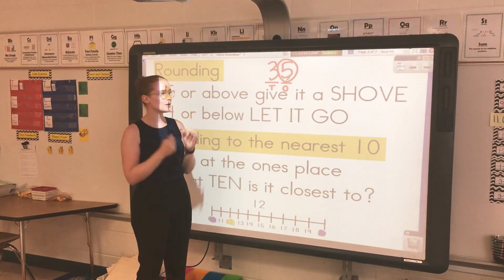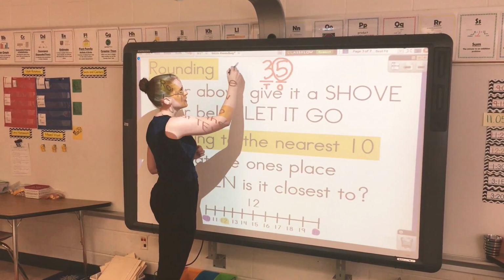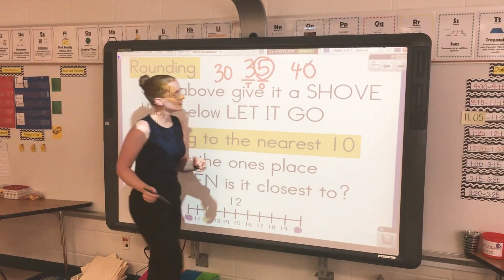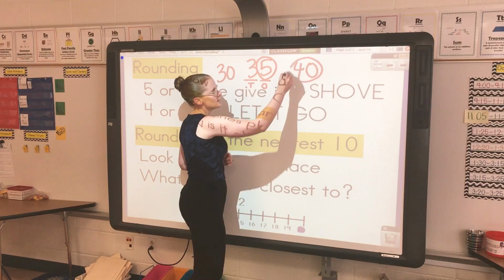Okay, so the first thing we need to think about is the two tens that it's between. Once we think about that, we have 30 and 40. And we know 5 or above, we give it a shove, so we're going to be rounding to 40.